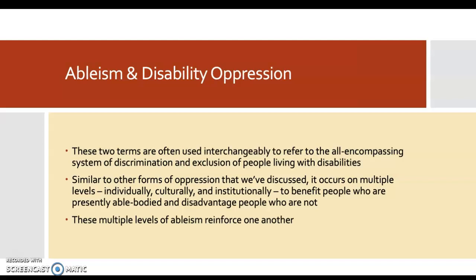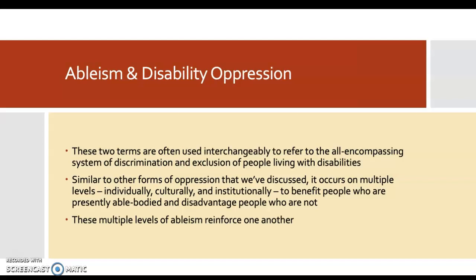ableism and disability oppression also occurs on multiple levels, those being individually, culturally, as well as institutionally, to really benefit people who are presently or temporarily able-bodied, and disadvantage the people who are not. And these multiple levels in which oppression occurs, they really reinforce one another.